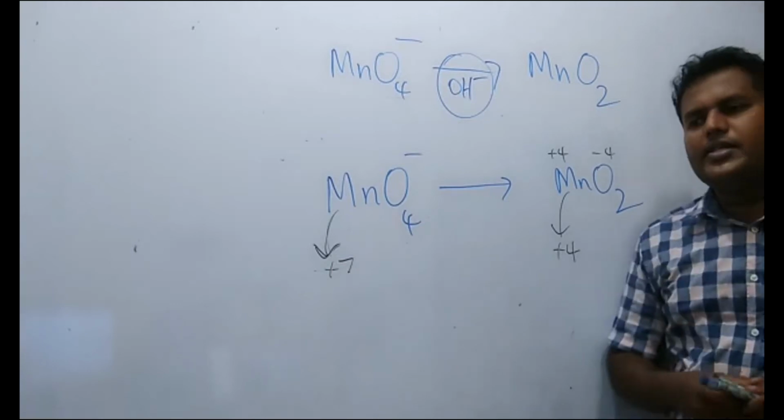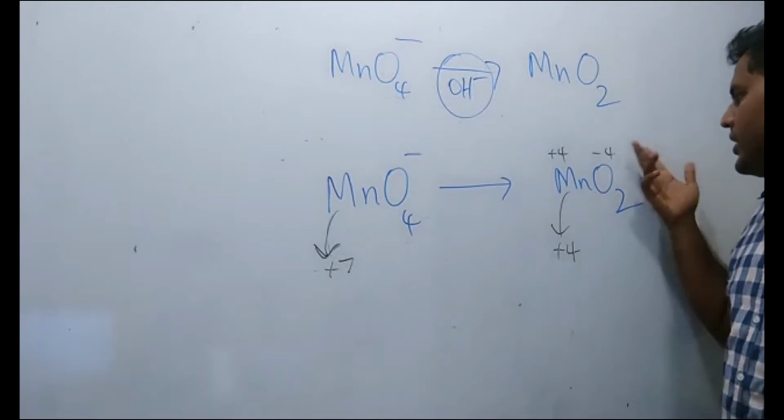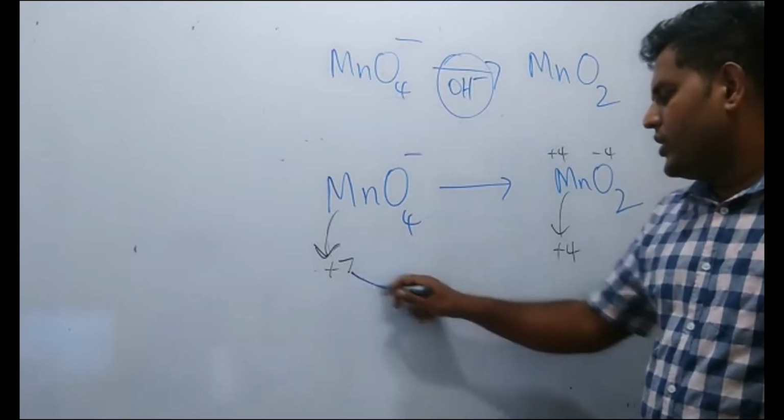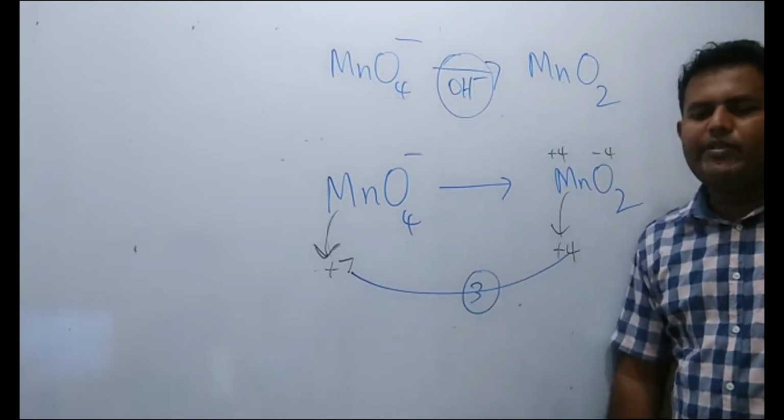This manganese is plus 4. 1 oxygen is minus 2, 2 oxygens minus 4. This manganese is plus 4. So plus 7 plus 4, the difference is 3.